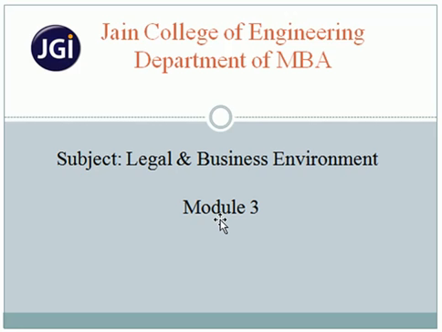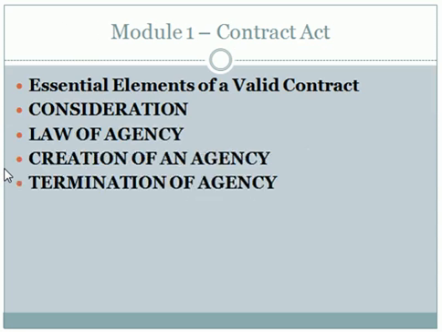This lecture is about the third module of the subject Legal and Business Environment. In the previous two modules, we have studied about the Contract Act and Companies Act. In the first module of the Contract Act, we have studied about the essential elements of a valid contract. What is a consideration? A benefit for both the parties who are in the contract.